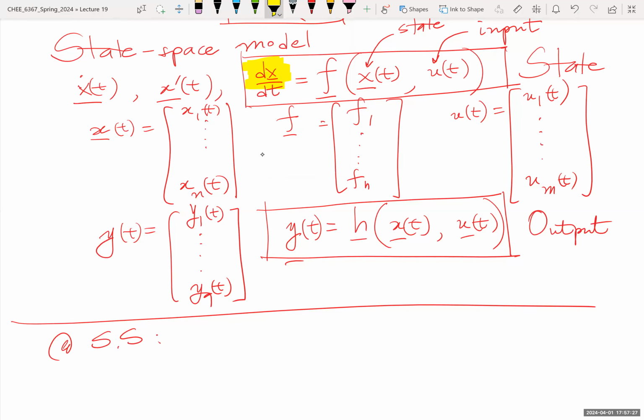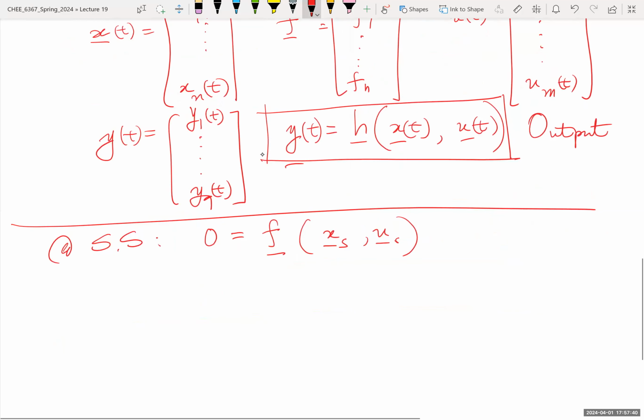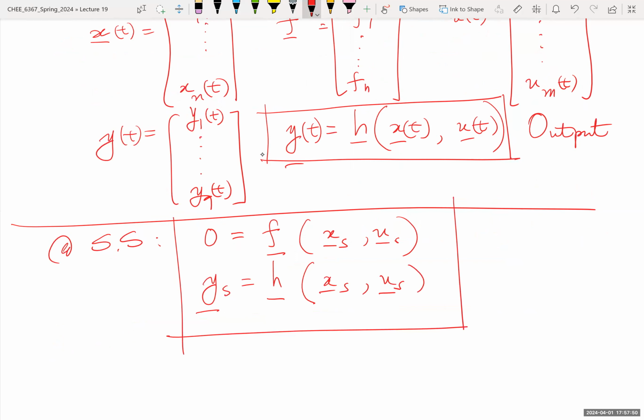At steady state, obviously, this quantity here is equal to 0. So we have 0 is equal to f of x at steady state, u at steady state. And y at steady state, that vector, is equal to h, that vector valued function, of x at steady state, u at steady state. Okay, and those are all algebraic equations.